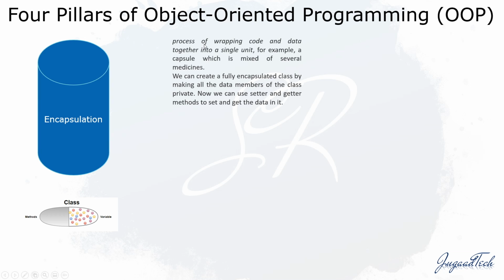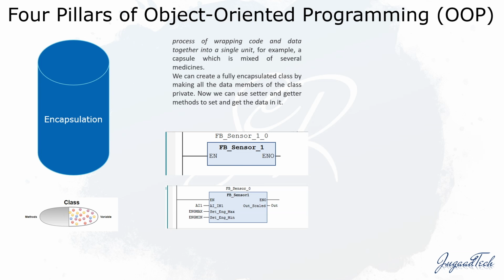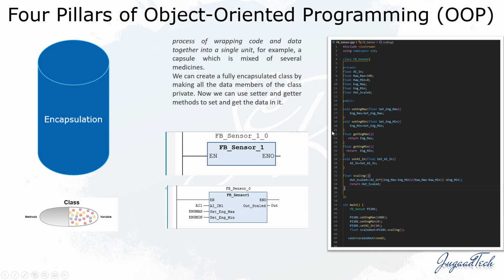As the name suggests, it is a kind of capsule. Capsule means the whole code and the data are getting wrapped into a single unit. Like the function block which we create, in that one we define the variables and we also define the code. That is what we are calling encapsulation, where we decide what we want to expose and what we don't want to expose. So basically we can make everything private, just as you are seeing in the first example, fb sensor underscore one, nothing is shown. And in the second example, we are providing a getter and a setter.